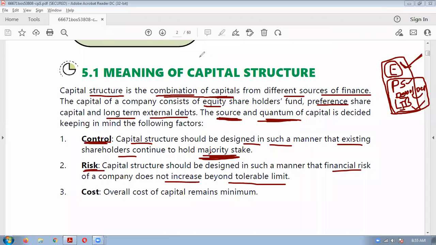Another important thing is the cost. Overall cost of capital should remain minimum. Now, can anybody tell which will be the most costly source of finance out of these: equity, preference, debentures, long-term borrowings? Which will be the most costly source of finance for a firm?